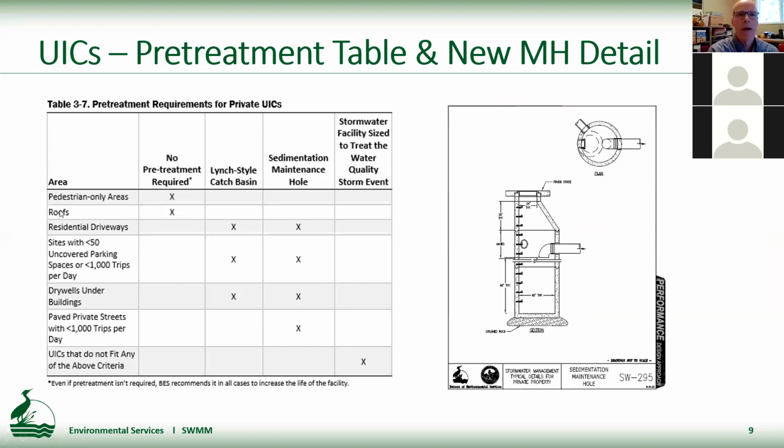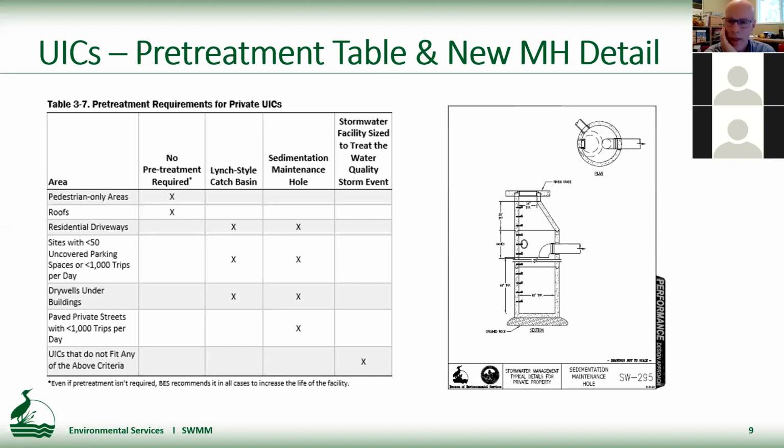For UICs, pre-treatment requirements haven't really changed, but we've grouped them together in a table that should be easier to access as far as looking at those requirements side by side. And as you probably know, for certain types of lower use surfaces like residential dry wells, we don't require stormwater facilities sized to treat the water quality storm event. And no pre-treatment is required for pedestrian-only areas and roofs.